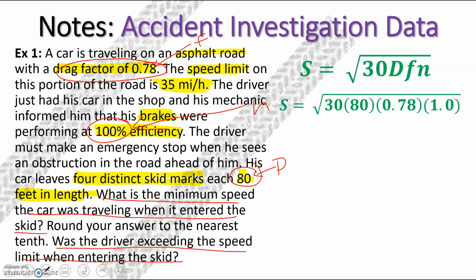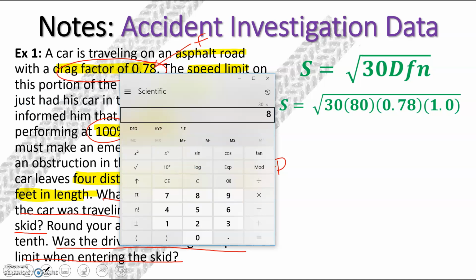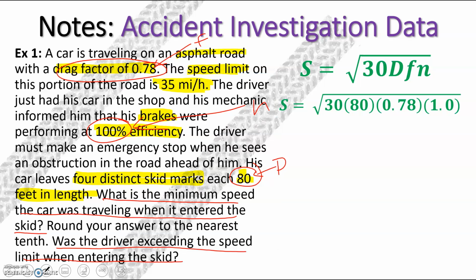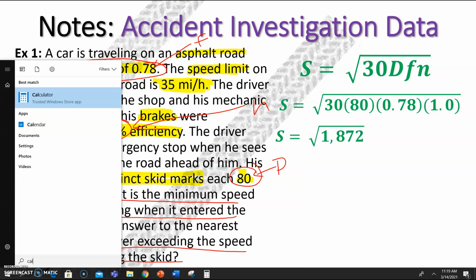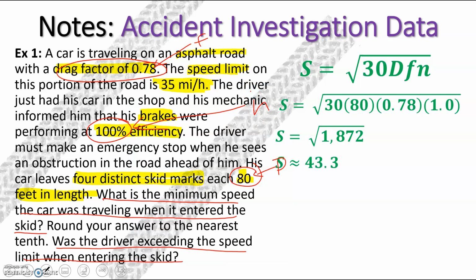So we're going to go ahead and plug in the information. So we have S is equal to the square root of 30 times 80 times 0.78 times 1. Using our calculator, we have 30 times 80 times 0.78 times 1. So we have 1,872 under the radical sign. Now, using our calculator, we'll take the square root of 1,872, which gives us approximately 43.26 or 43.3.